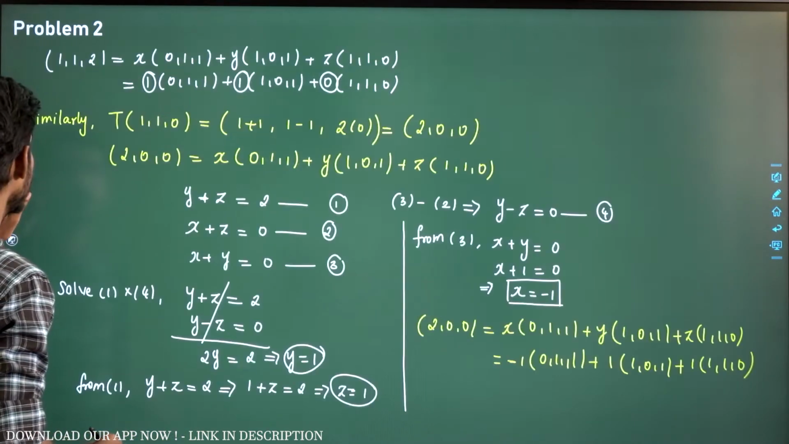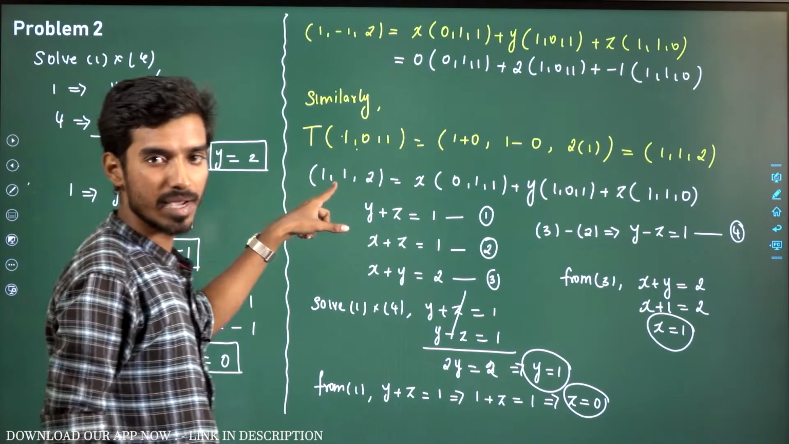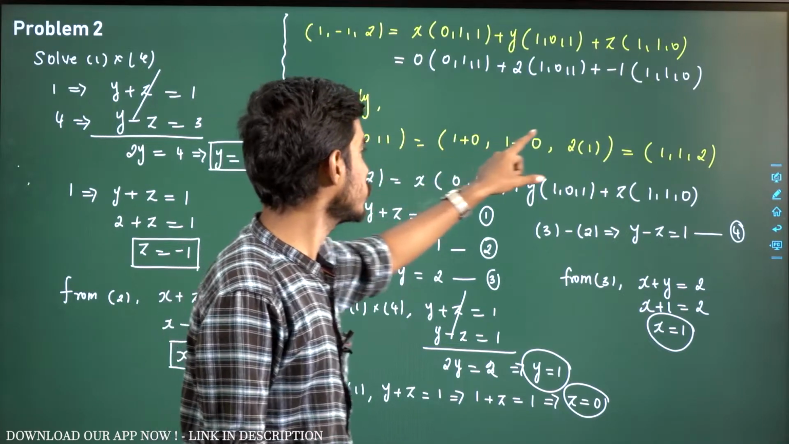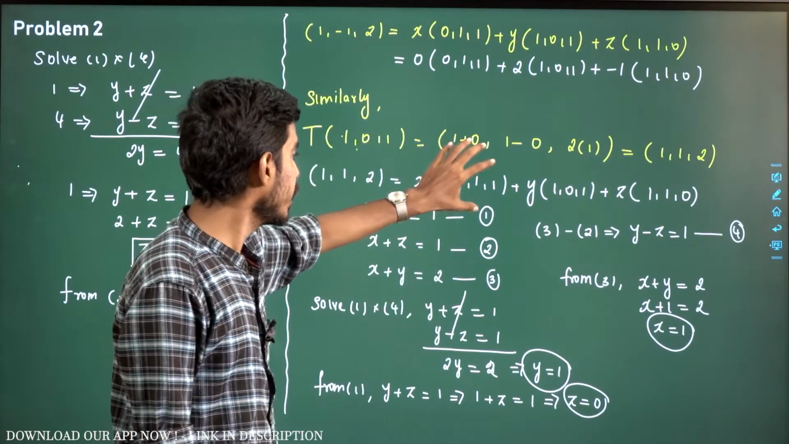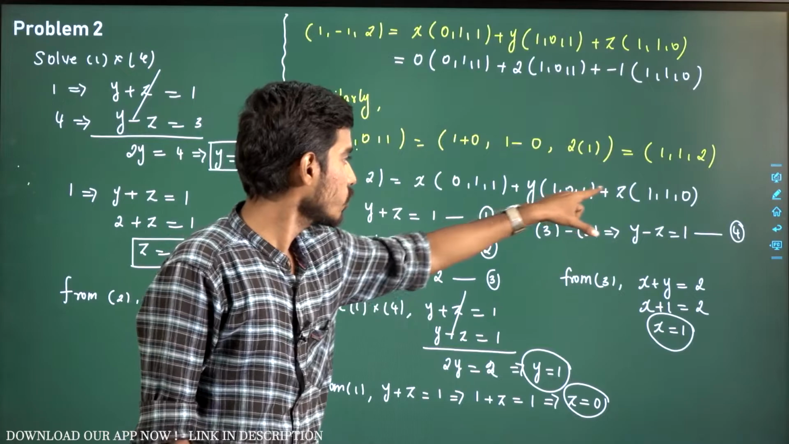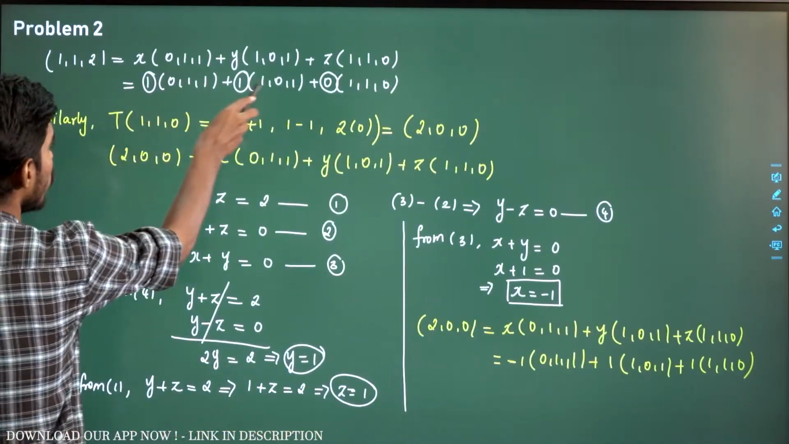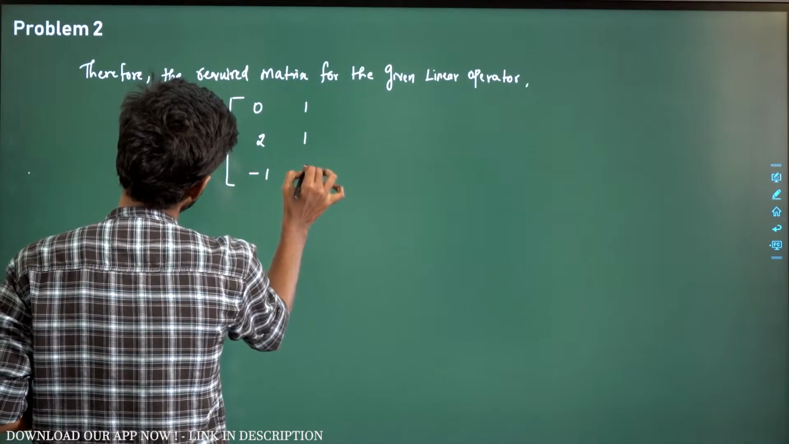Now similarly, what we did? We inputted the second element in the basis vector of domain space, which is 1, 0, 1. Output is 1, 1, 2. We need to express this 1, 1, 2 as a linear combination of elements of basis of codomain space. So what is the x, y, z that we have got? We have got 1, 1, 0, right? Yes, 1, 1, 0. So that will be the second column.